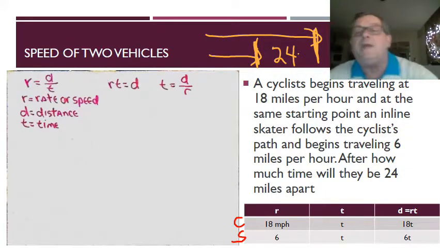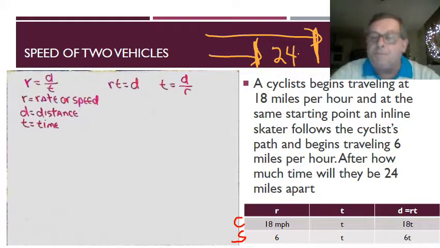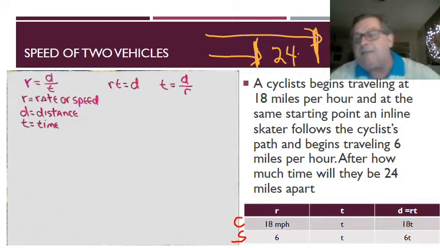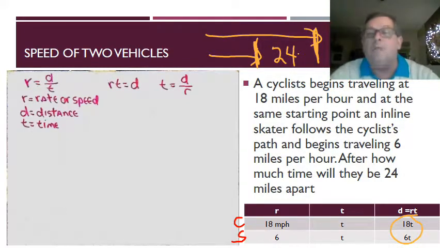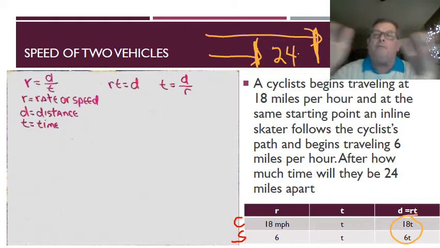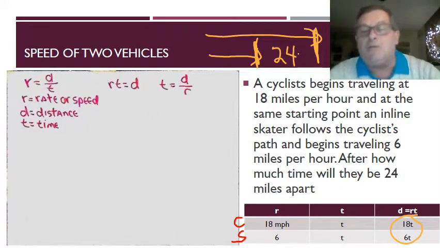Now, if you look at that and you think about that, rather than adding the 18T and the 6T together like we did in the previous problem, and like we'll do in many of these type problems, I'm actually going to subtract them because I'm trying to figure out when are they going to be apart? What's the difference between the two? So let's go ahead and get our setup.